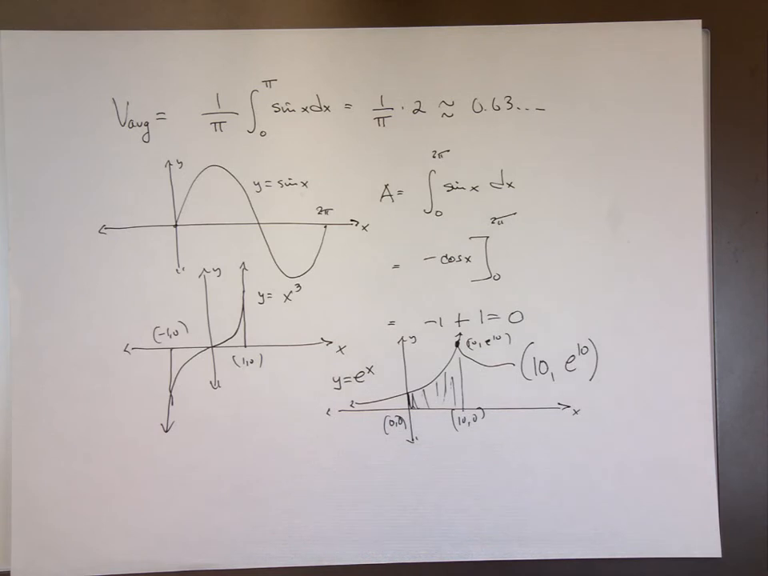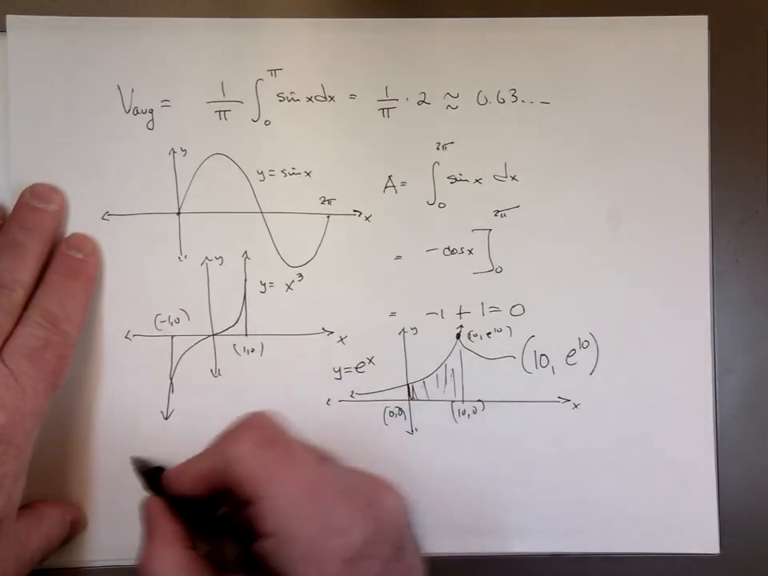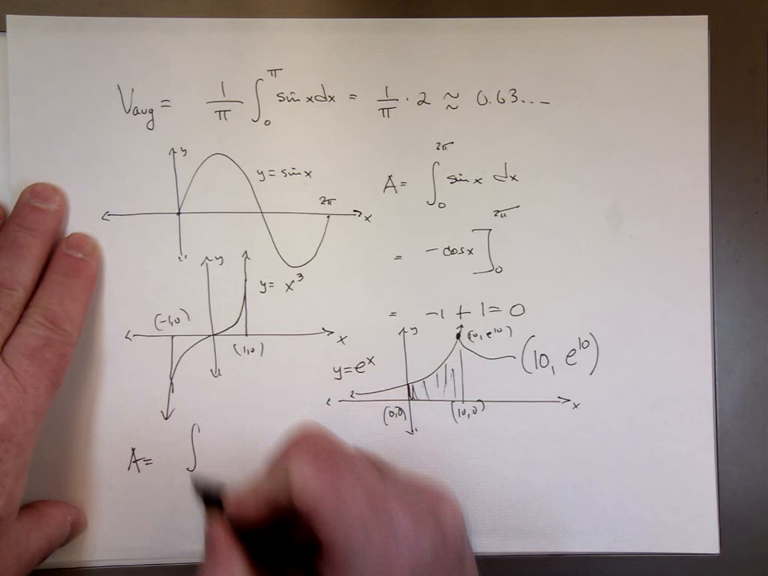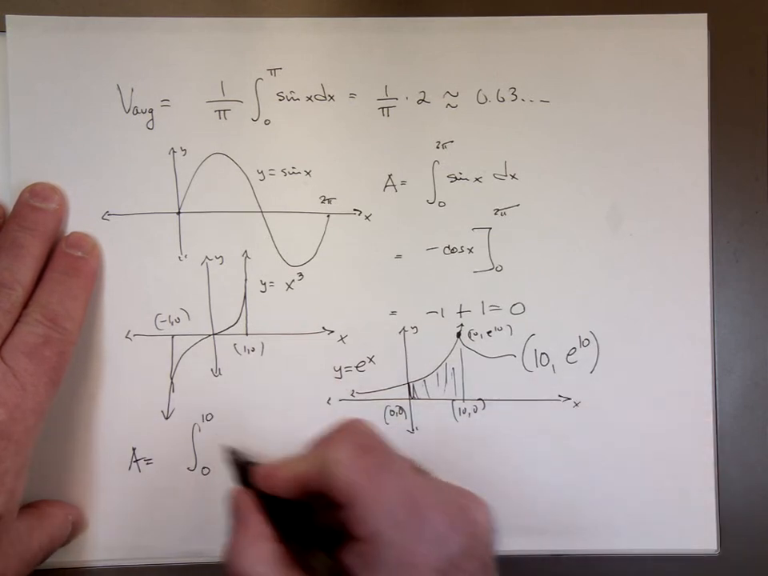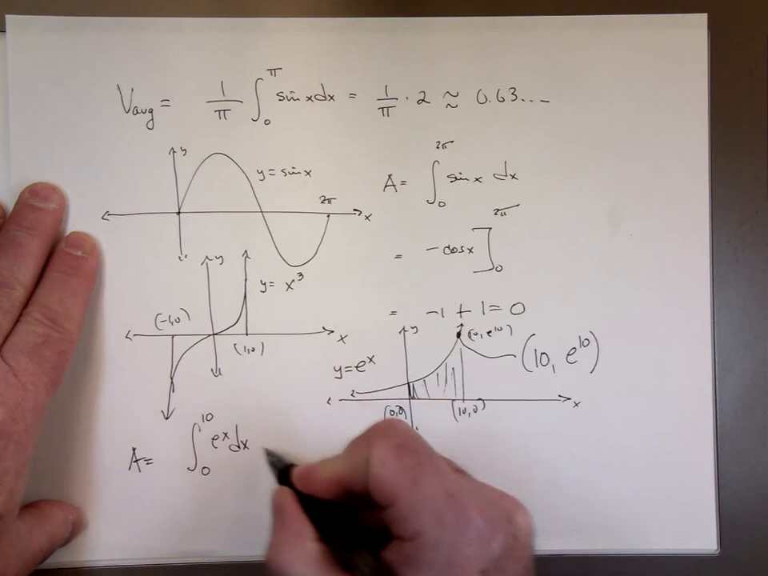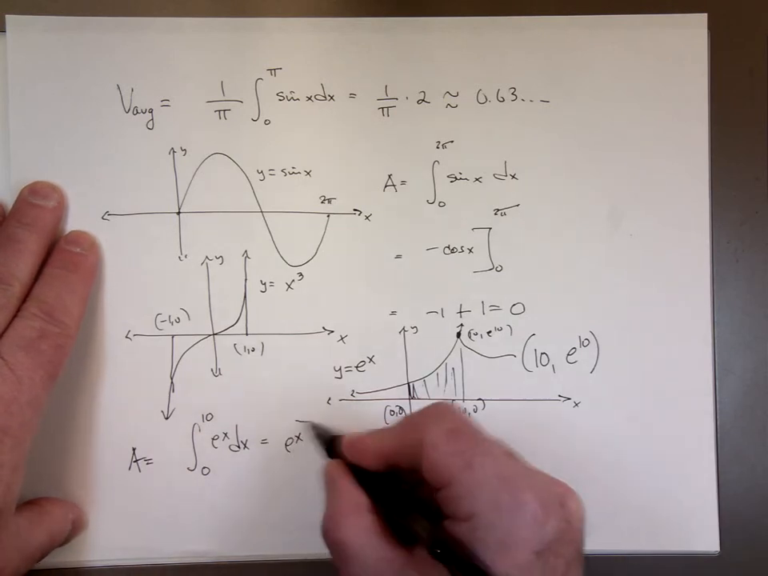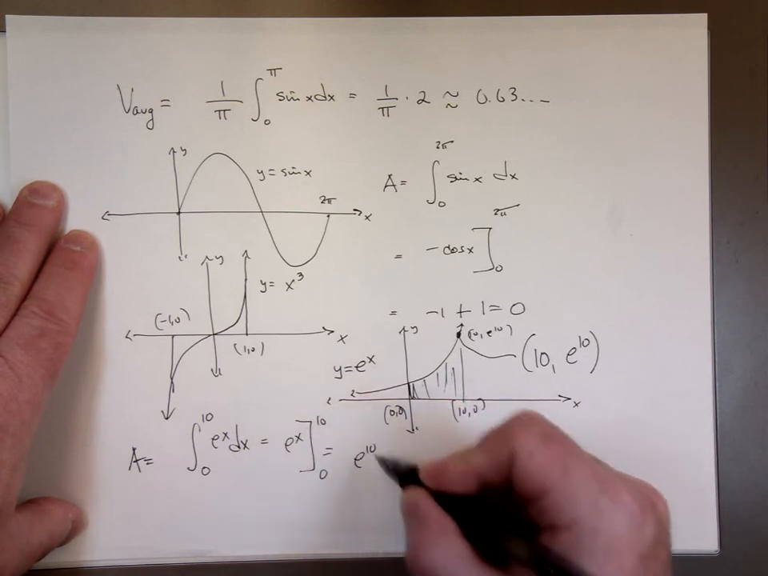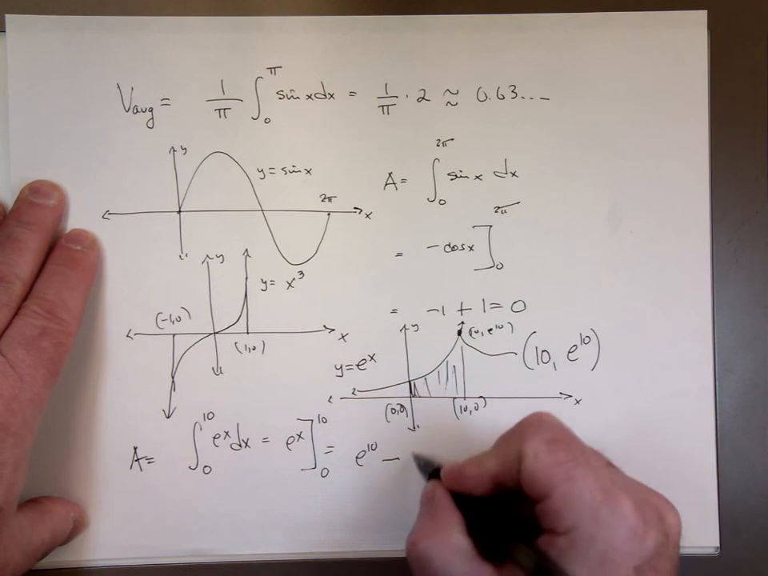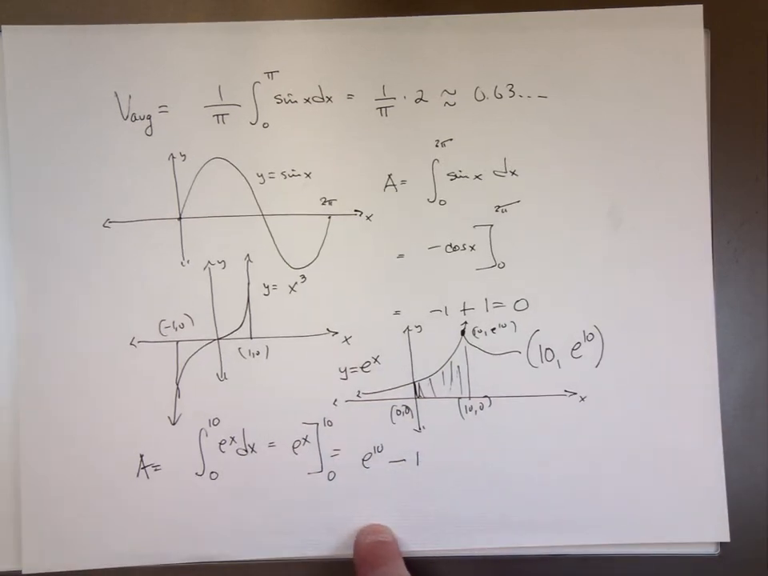So, what's the area under this curve? The area is equal to the integral from 0 to 10, e to the x, dx. What's the integral of e to the x? E to the x. Substitute in 10. Substitute in 0, that's your answer. That's the answer that you'd see on the test, okay? E to the 10th minus 1, okay?